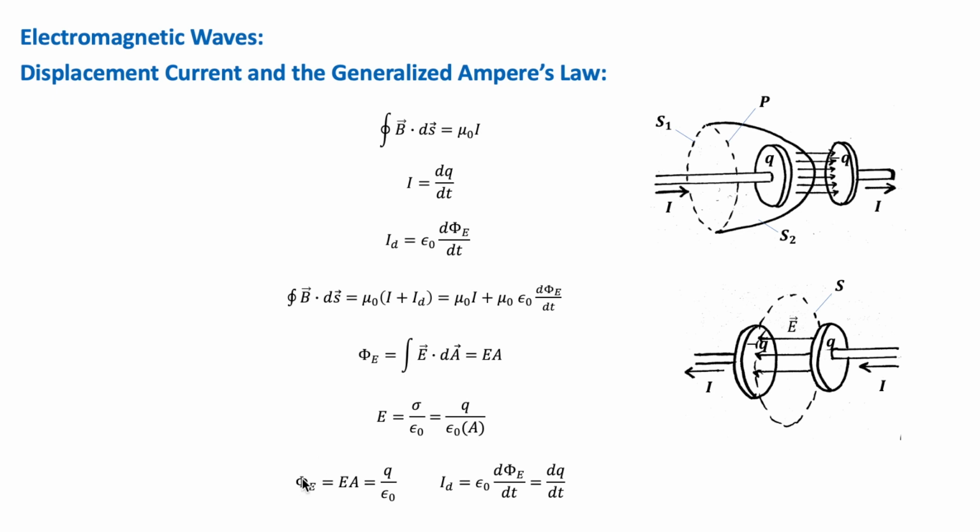And so we have phi E is equal to EA equal to Q over epsilon naught, and therefore the displacement current through S is equal to epsilon naught d phi E over dt, which is equal to dq over dt. So this shows that the displacement current ID through the surface S is equal to the conduction current I in the wires, okay? And so the generalized Ampere's law shows that a magnetic field is produced both by a conduction current and also by a time-varying electric field.